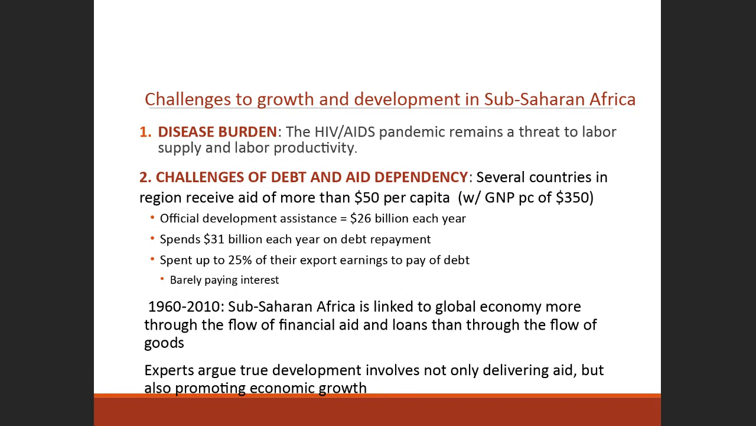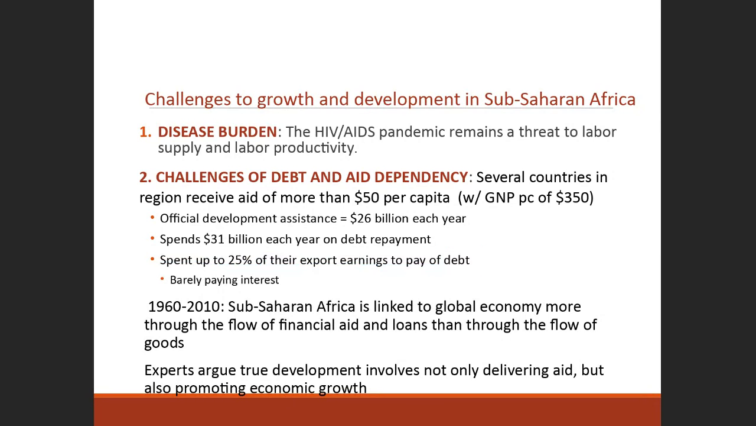One measure of the challenges of debt is the percentage of what they earn through exports that goes toward their debt. And most economists say if a country is spending 25% of their export earnings to pay off debt, that this is the wrong direction of money flowing. And this is unlikely to get a country out of debt anytime soon.